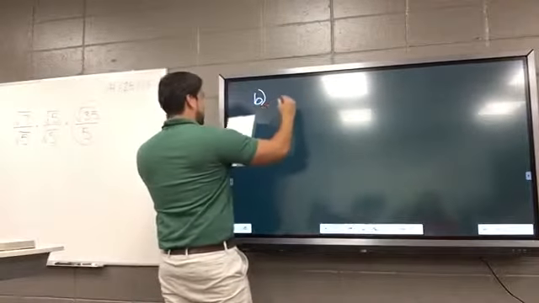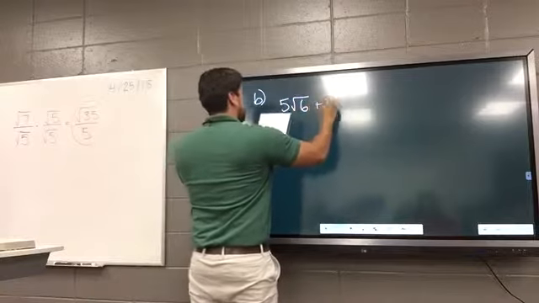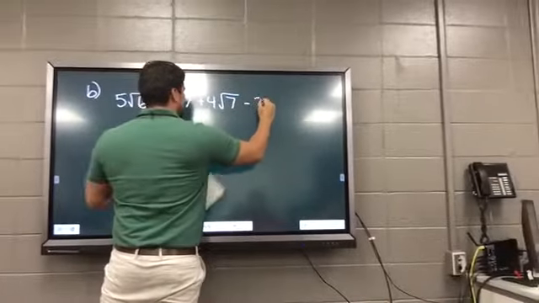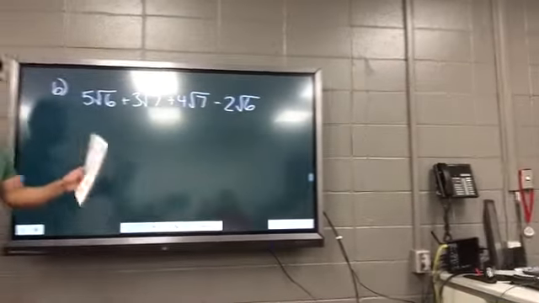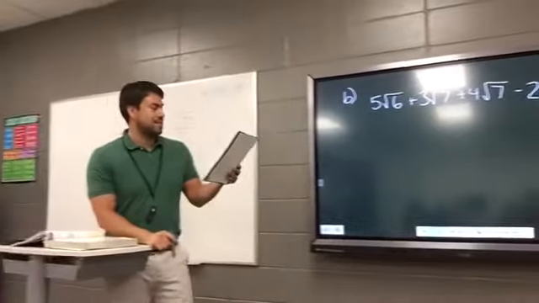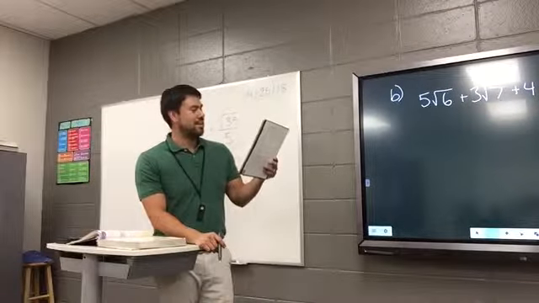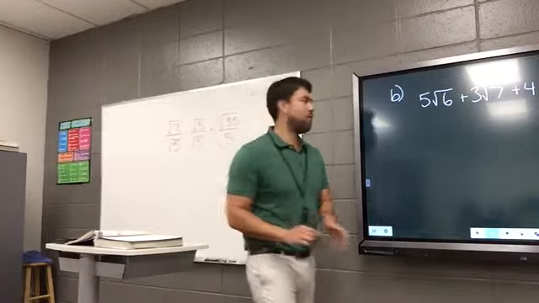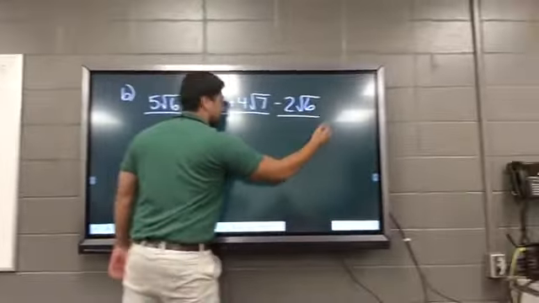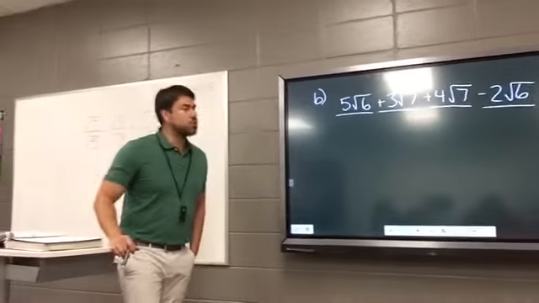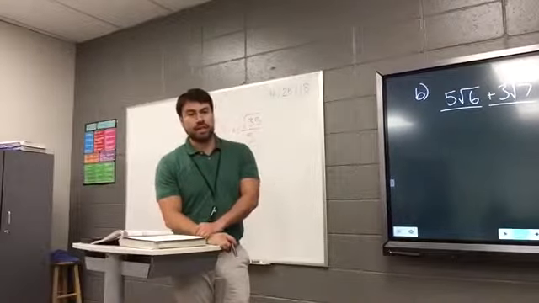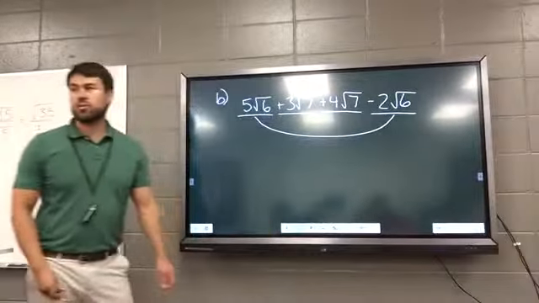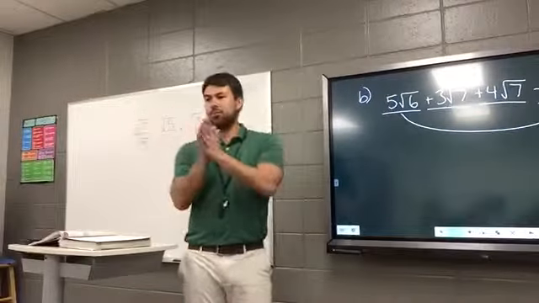Let me make it a little bit tougher on me. 5 times the square root of 6 plus 3 times the square root of 7 plus 4 times the square root of 7 minus 2 times the square root of 6. All right, I want to make sure I wrote that correctly. Yes, okay. How many terms are up there, Beth? 4. 1, 2, 3, 4. Walker, what terms are like? Give me a pair of terms that are like. First and last. Okay, so the 5 times the square root of 6 and the negative 2 times the square root of 6. And those two combined, James, to give me what?